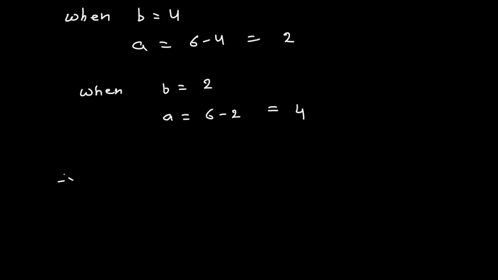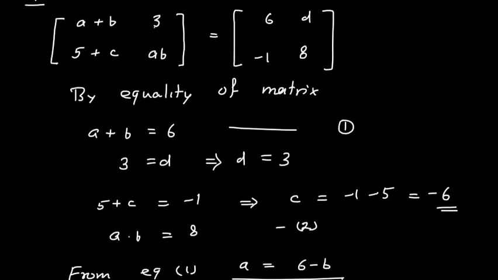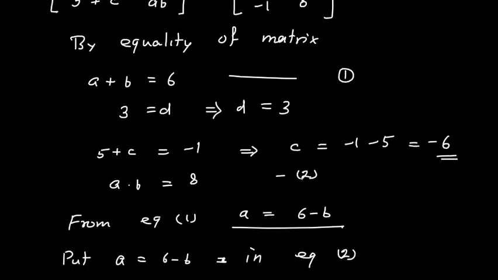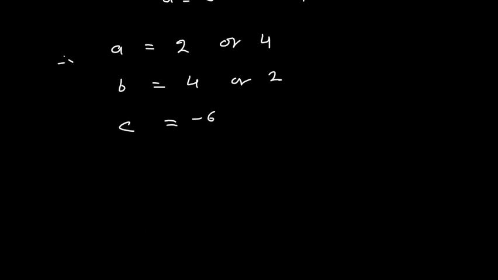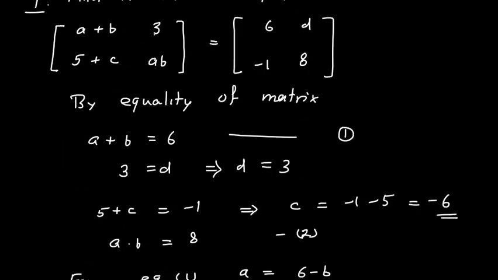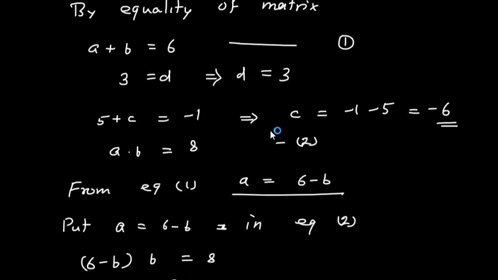So therefore the value of A, B, C, D: A is 2 or 4, value of B is 4 or 2, and value of C we get minus 6 and value of D is 3. So that's all. These are the questions in your first exercise.